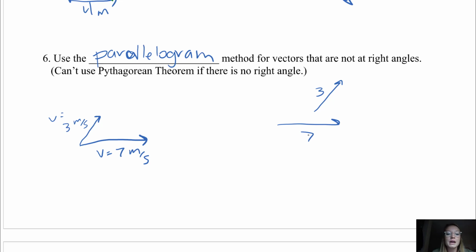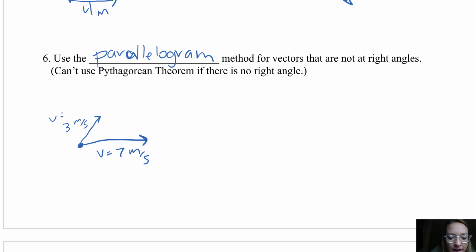Figure it out. But whenever you use the parallelogram method, you are going to put tail next to tail. So these two tails are going to go together right here. See how these two tails are attached to each other? And then what we're going to do is you're just going to draw some parallel lines. So, because it's a parallelogram. Wow, cool when words make sense.